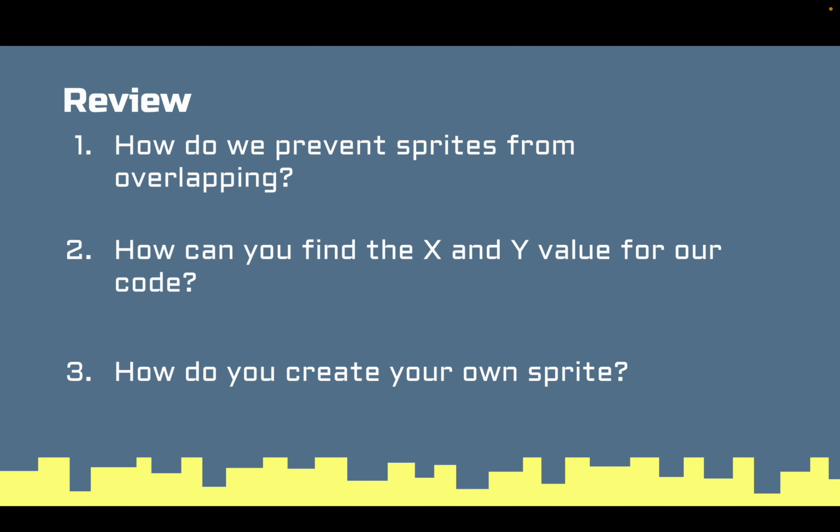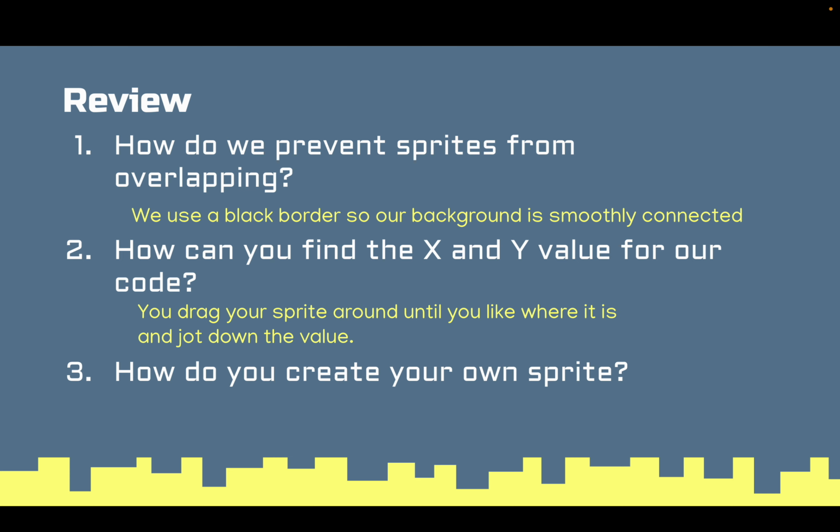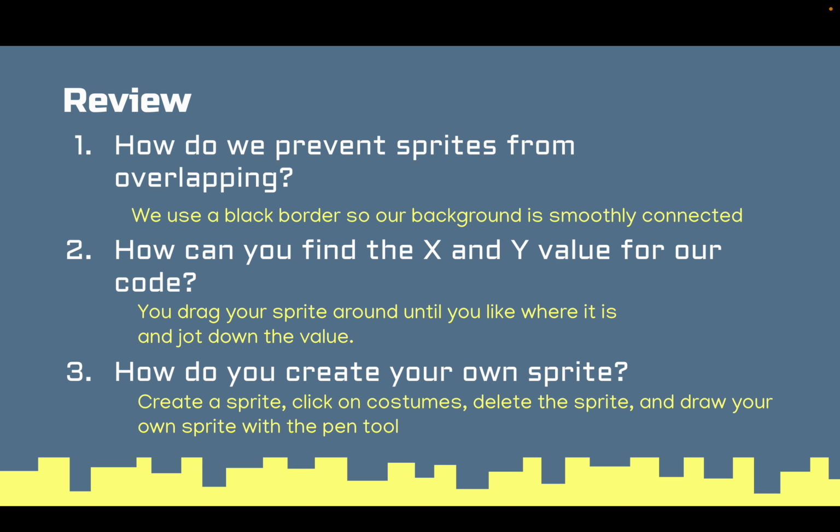So, how do we prevent sprites from overlapping? We use a black border so our background is smoothly connected, right? We have the 4 black rectangles on the edge of our screen, and that basically makes it so we have this nice border. How can you find the x and y value for our code? You can drag your sprite around until you like where it is and jot down the value which is below the canvas. How do you create your own sprite? You can create a sprite, click on costumes, delete the whole sprite, and draw your own sprite with the pen tool. Or an alternate version, you can choose the draw option and just draw your own sprite with the pen tool.